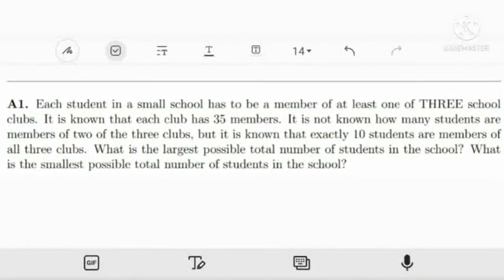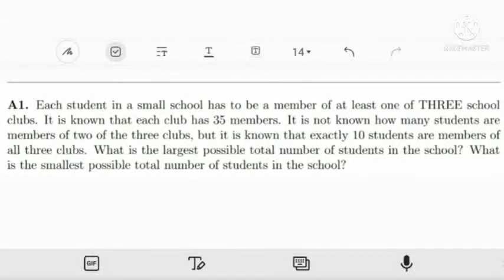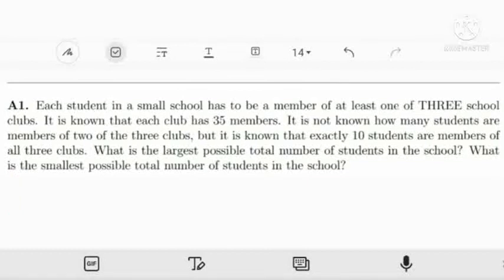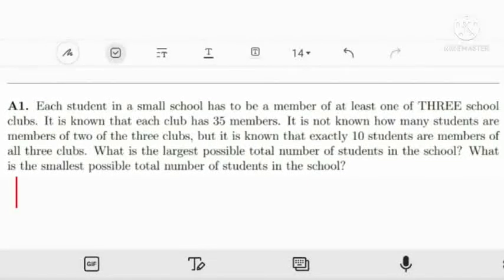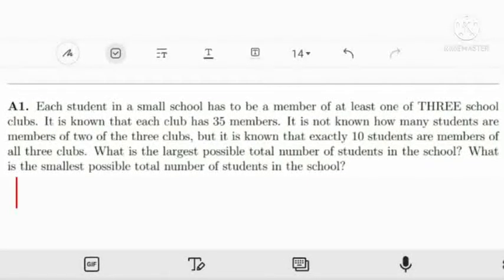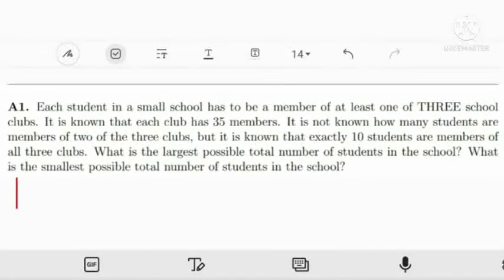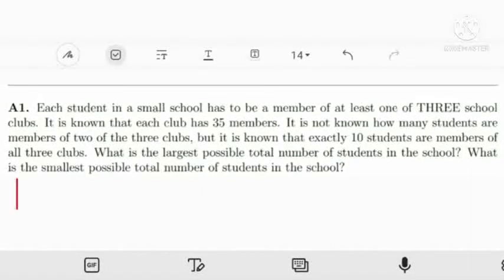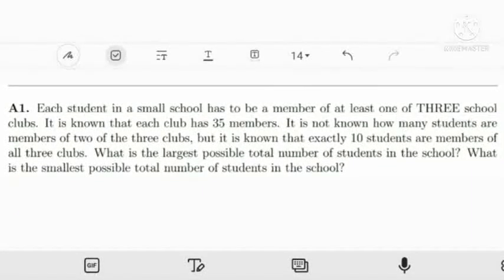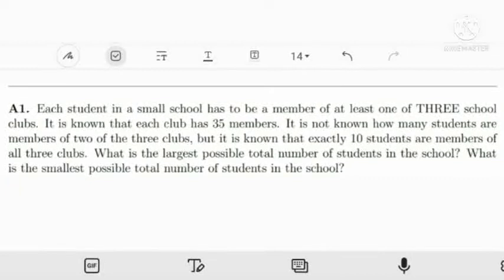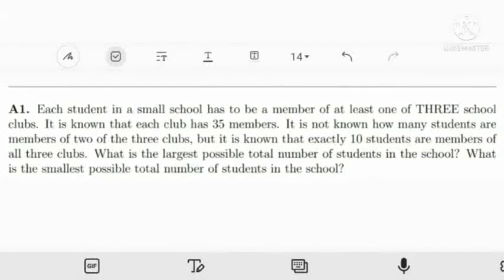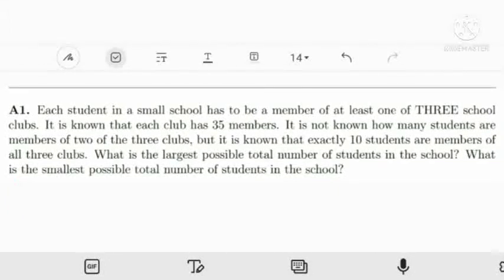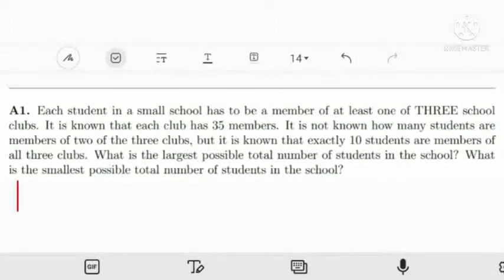I have a question. Each student in a small school has to be a member of at least one of 3 school clubs. It is known that each club has 35 members. It is not known how many students are members of 2 of the 3 clubs, but it is known that exactly 10 students are members of all 3 clubs. What is the largest possible total number of students in the school? What is the smallest possible total number of students in the school? This is the question.